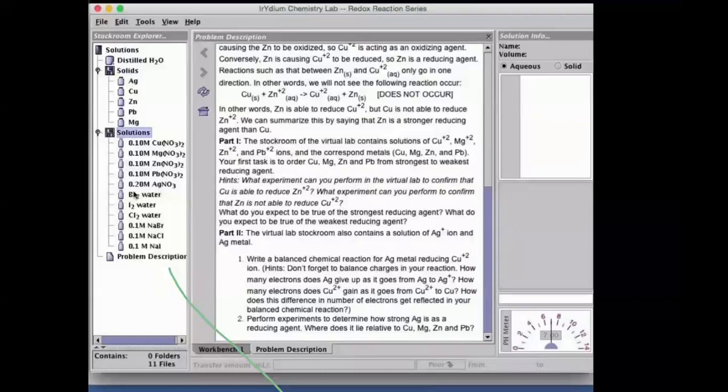And solutions: copper nitrate, zinc nitrate, lead nitrate, silver nitrate, magnesium nitrate, all are present in their appropriate strength. Okay. Then what you have to do?